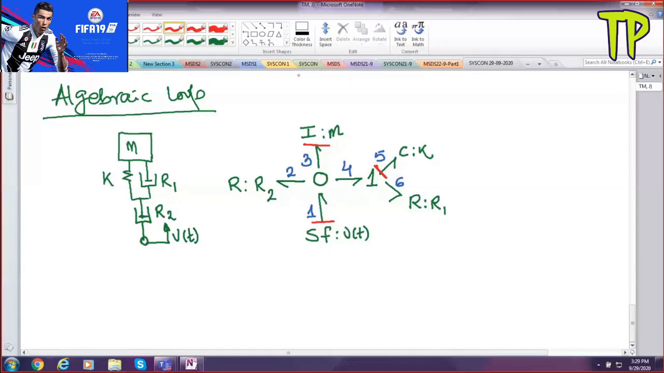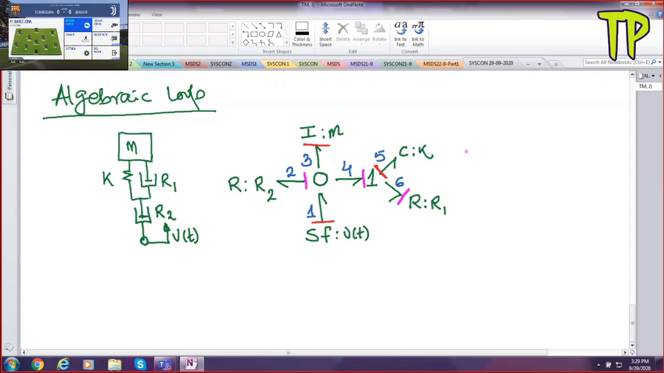So let's give causalities to R elements. Any arbitrary causality we give, let's say I give here this one, then we can propagate after giving causality to R2. We have got a strong bond at the zero junction, so we can propagate it. So after propagating, we get everything causal. All right. So everything is causal now. So this means the model has an algebraic loop.